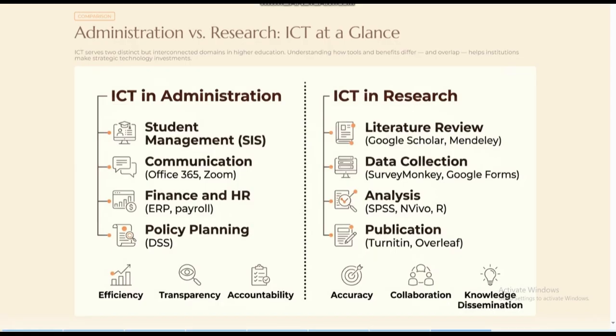In ICT research, we have the literature review with Google Scholar and Mendeley. We have data collection with SurveyMonkey and Google Forms. For analysis, we have SPSS, Tableau, NVivo, and R. And for publication, we have tutoring and evaluation. So on this side, we see how it increases our accuracy, collaboration, and knowledge dissemination.